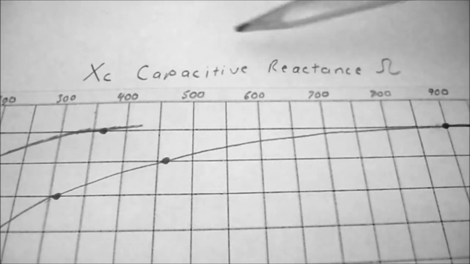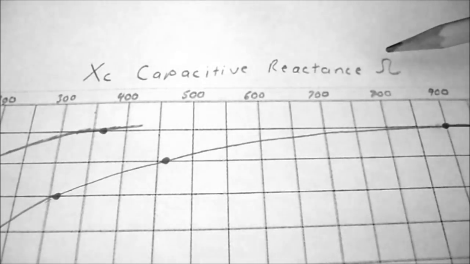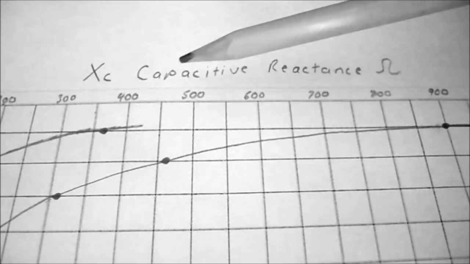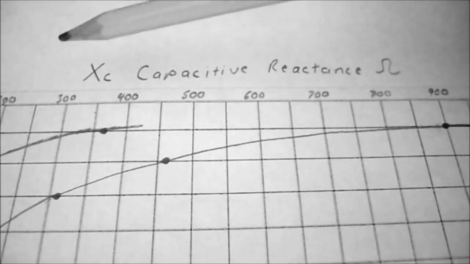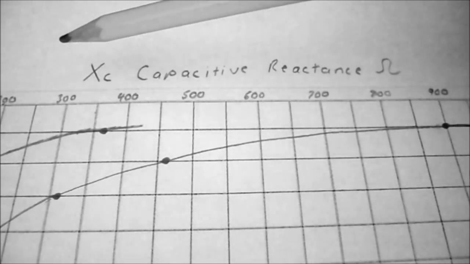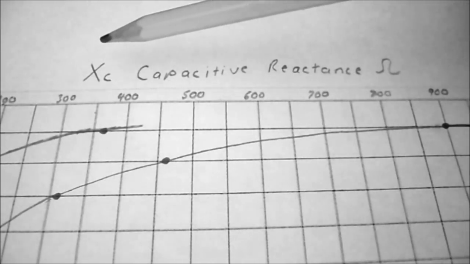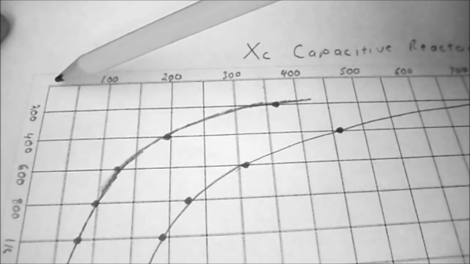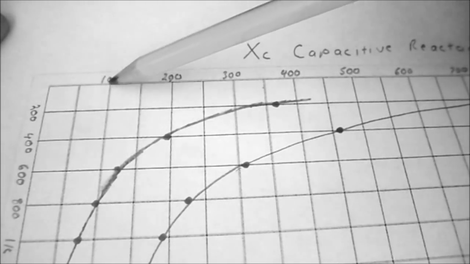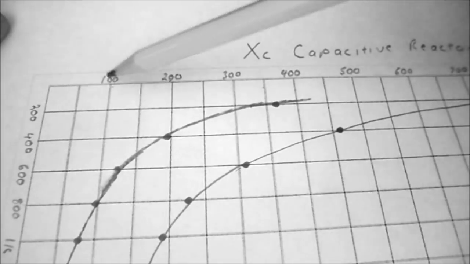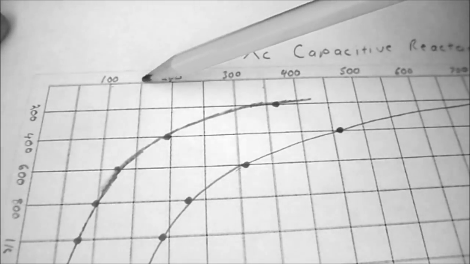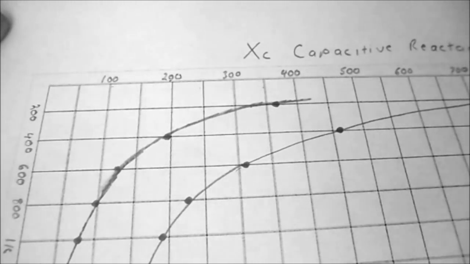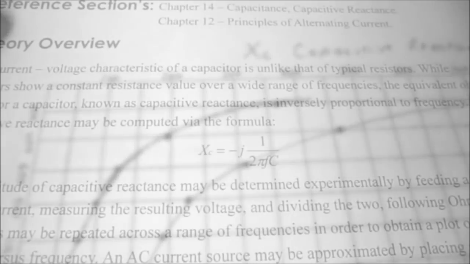XC, or capacitive reactance, is measured in ohms, and I'm going to plot that on the vertical scale. Looking at my data, I need to go from 0 ohms up to approximately 900 ohms. So on my graph paper, every 2 divisions will be 100 ohms, so 50 ohms per division: 150, 200, 250, 300, and so on, all the way up to 900 ohms.